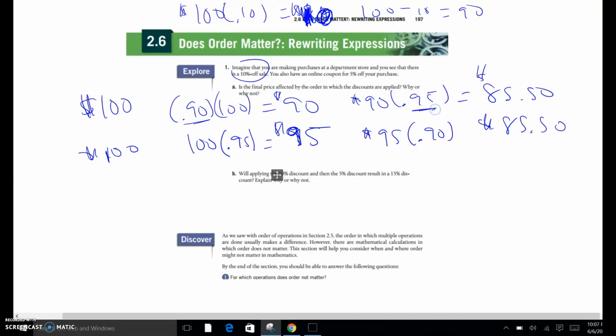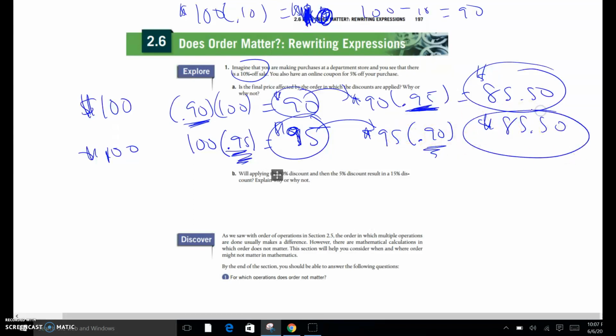I'm keeping 95%. So if I do 90% of it first, that's a 10% discount, and then take that new answer, because that's my new price, and do my 5% discount, which means I'm keeping 95% of the value, I get this. If I do the 5% discount first, I get this price, and then if I take that price and do 10% of that, which means I'm keeping 90%. So either way, my price doesn't change. So the order in which I do the discounts does not matter, okay? And we'll talk about that in a second.